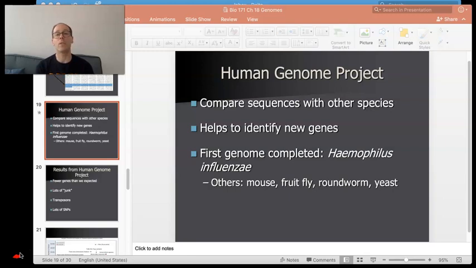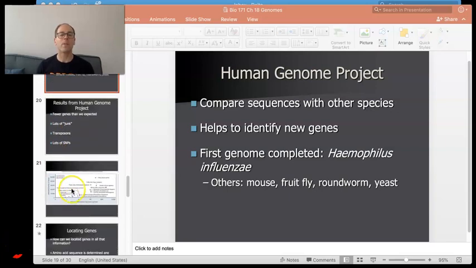In fact, the first genome that we sequenced was from a bacteria called Haemophilus influenzae. That was the first one we sequenced, and bacterial genomes are very, very easy to sequence. Most bacterial genomes are several thousand genes instead of tens of thousands of genes, and the DNA is much simpler because bacteria have a single chromosome, a single loop of DNA. And so we've completed a lot of different organisms.